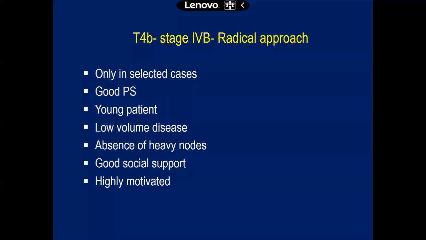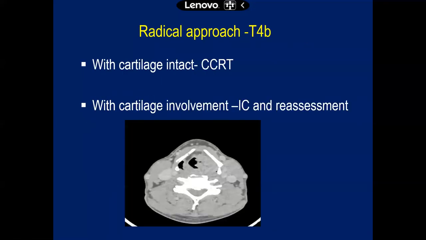If the patient is a candidate for a non-surgical approach, like cartilage intact with pre-vertebral fascia involvement, chemo radiation may be an option. Here you have a lesion, a very extensive disease involving the left supraglottis and the piriform fossa, with pre-vertebral fascia involvement, but the patient has low volume nodal disease. So this patient was treated with concurrent chemo radiation.